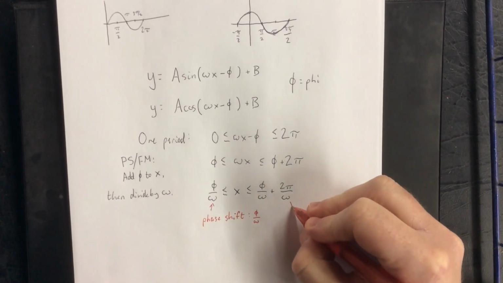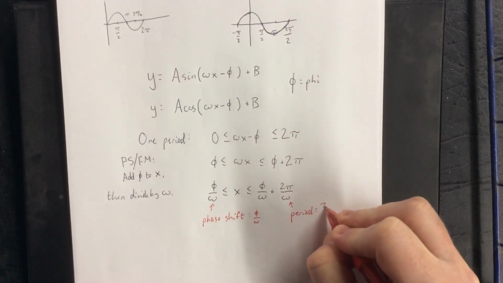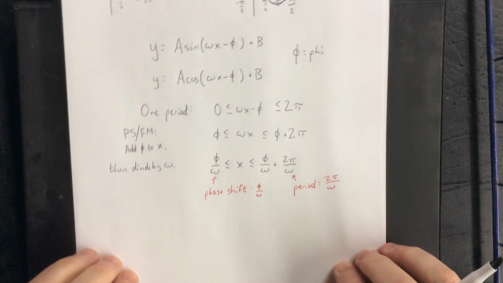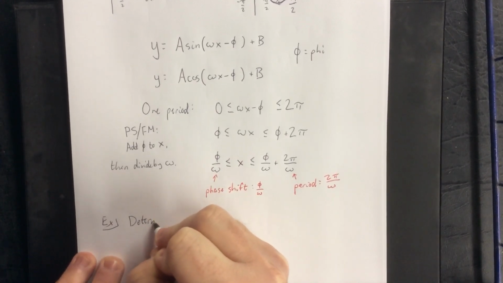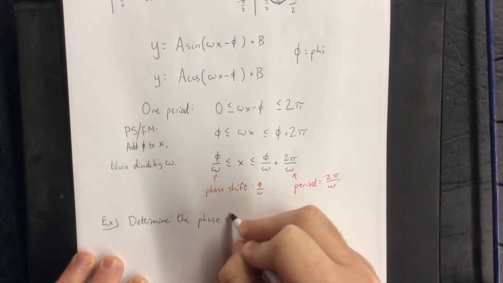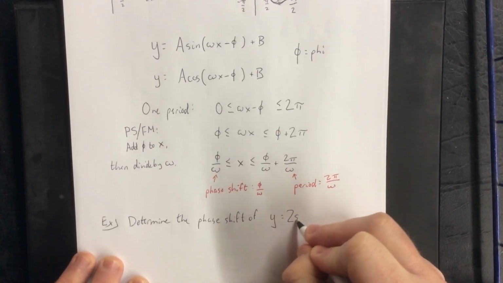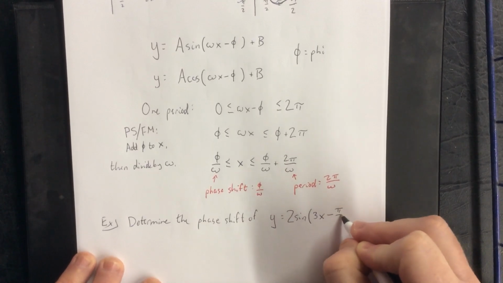Hopefully you recognize this guy from the previous section. That is 1 period, 2 pi over omega. So just as a quick example of how to find a phase shift, determine the phase shift of, let's do, y equals 2 times the sine of 3x minus pi over 2.